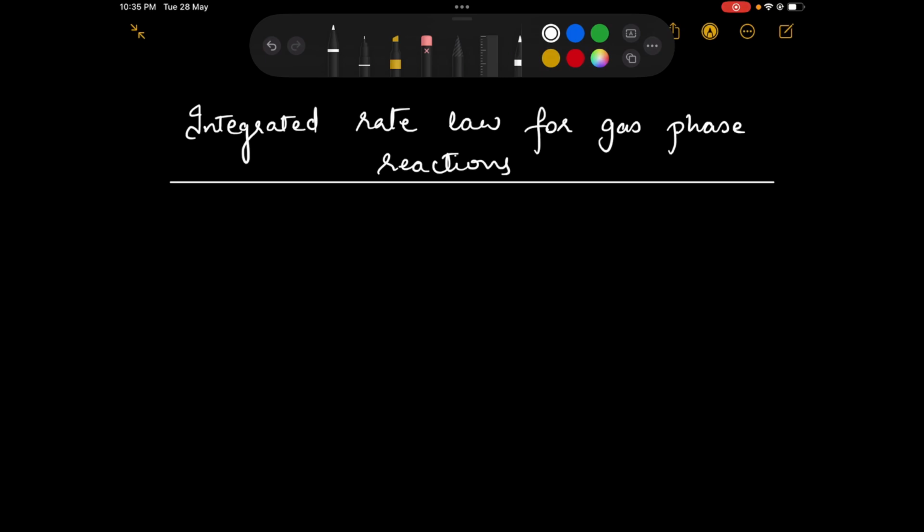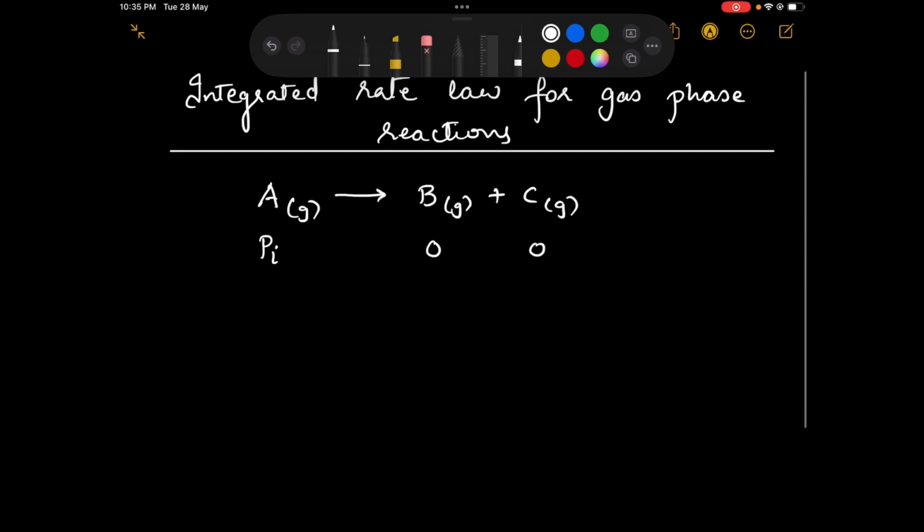Let's consider a gaseous reactant A which gets converted to two products B and C. All are in gas phase. Now the initial pressure for the reactant A is Pi. At that time, that is at initial time, the pressure due to B is 0 and due to C is also 0, since B and C are not yet formed.